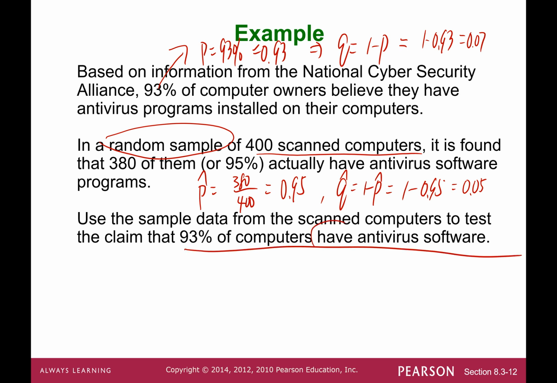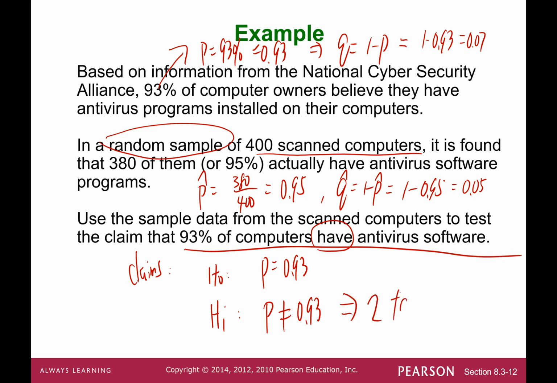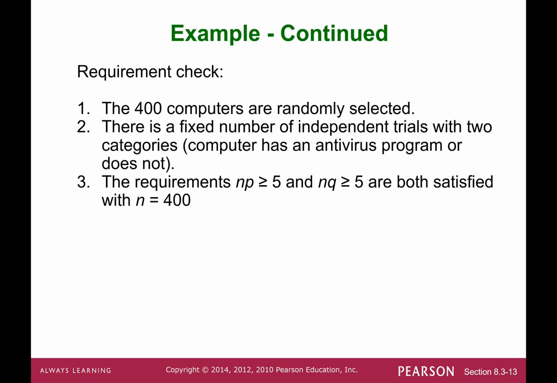Use the sample data from the scanned computers to test the claim that 93% of computers have antivirus software. Right here, that's an equal sign. So H0 must be p equal to 0.93, and H1 could be the opposite, p, the population proportion, not equal to 0.93. From the alternative hypothesis, we know this is a two-tailed test. Now, in order to proceed, I check the requirements: we have 400 randomly selected computers, so the simple random sample requirement is satisfied.